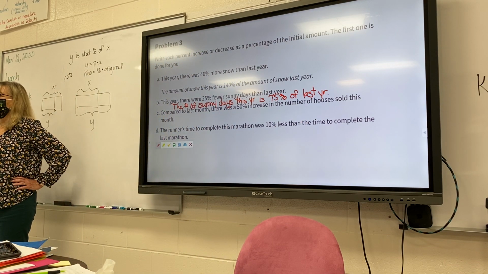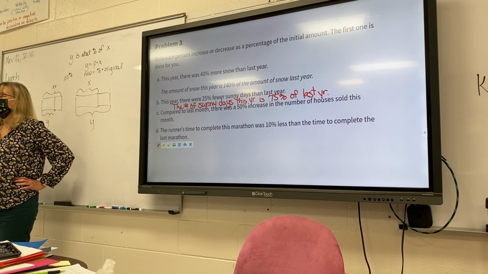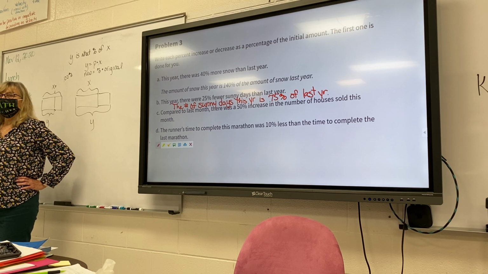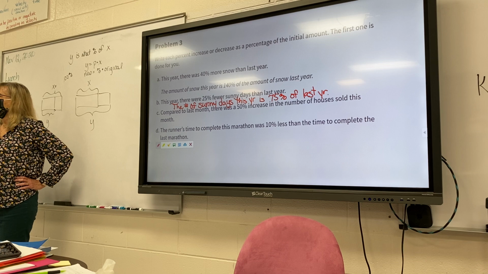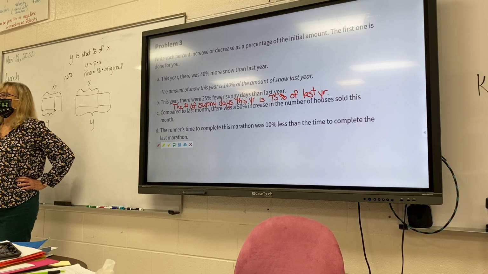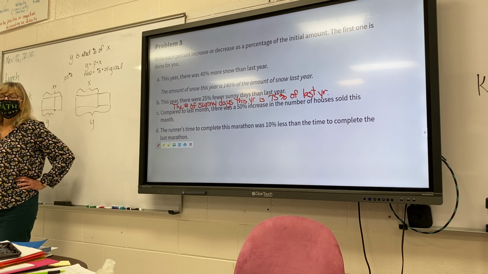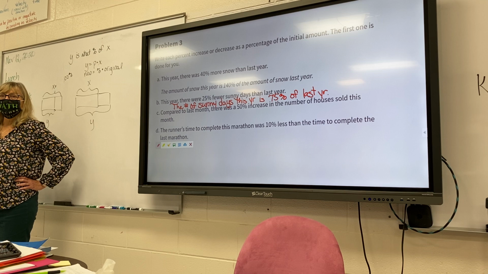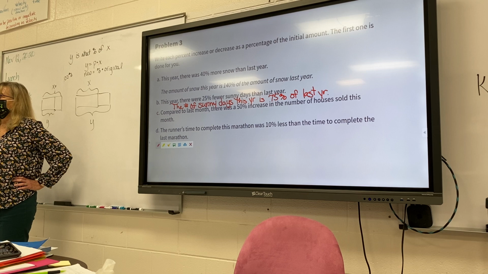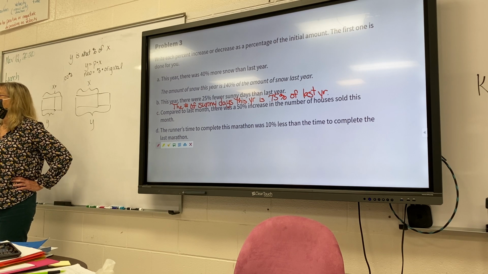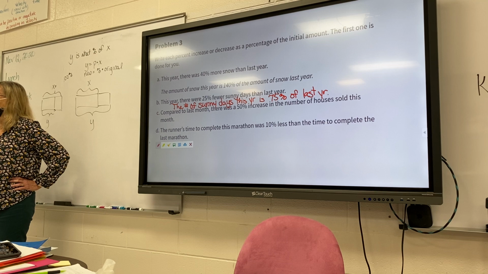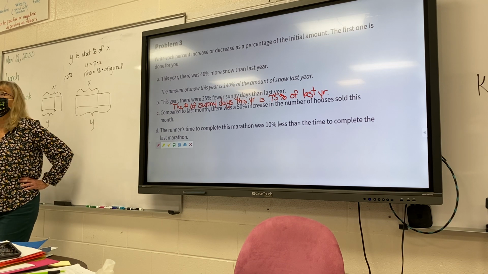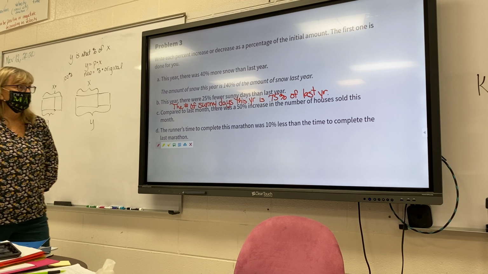Questions on how Thomas got 75%? Can somebody explain how Thomas got 75%? Where did the 75 come from? What's the original amount? What's the original percent? 100%. Did we increase or decrease by 25? Decrease. And decrease means to subtract, right? So what's 100 minus 25? 75. Okay, that's where the 75% came from.